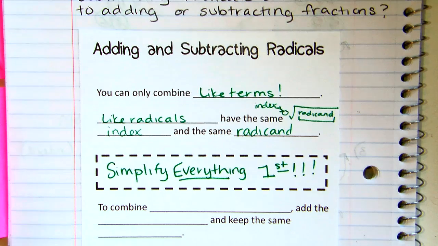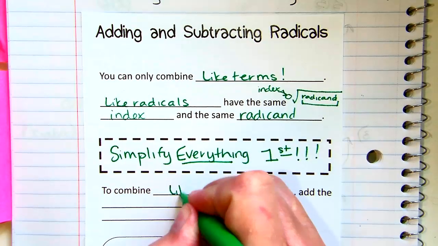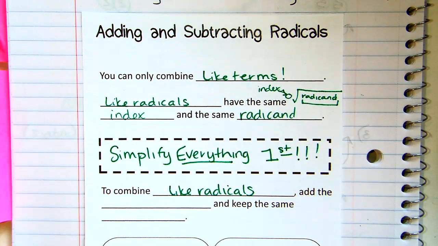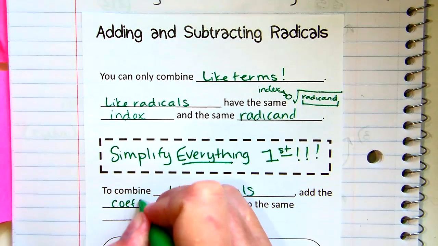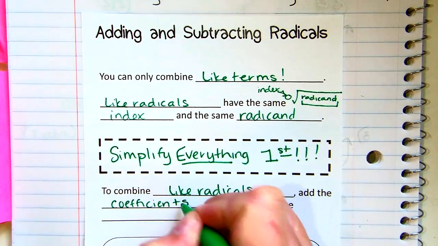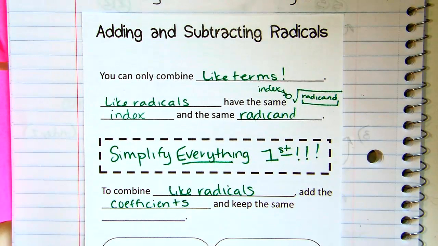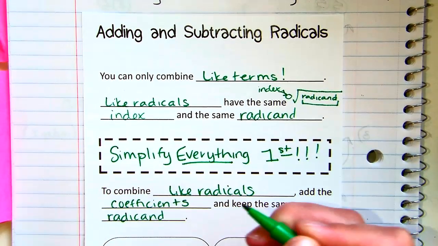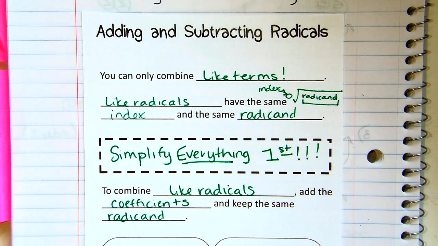So to combine like radicals, we are going to add the coefficients. Remember, those are the numbers in front of our root sign, and keep the same radicand. This is the same thing as if I had 5 sevenths plus 1 seventh. My sevens are going to stay the same, but the numbers in the numerator, the 5 and the 1, would change and become 6. The same thing we're going to apply here.